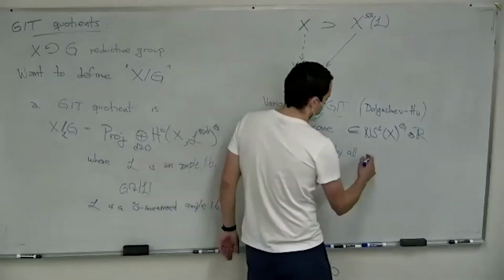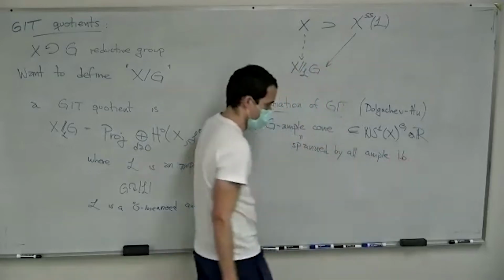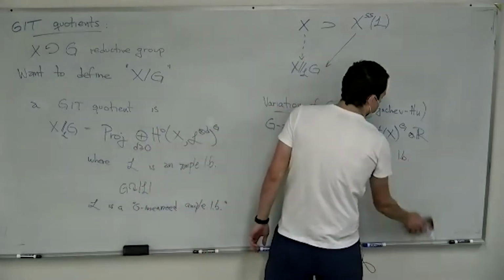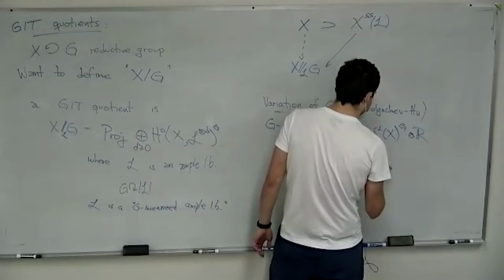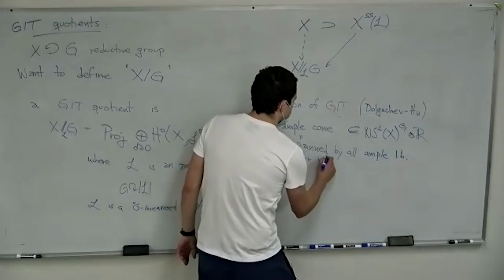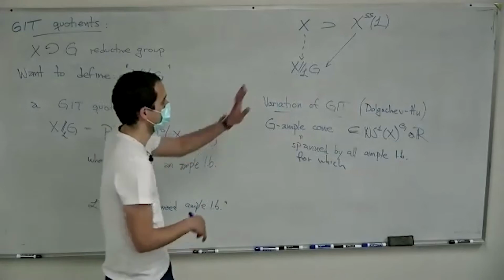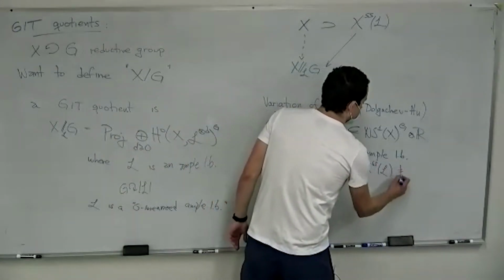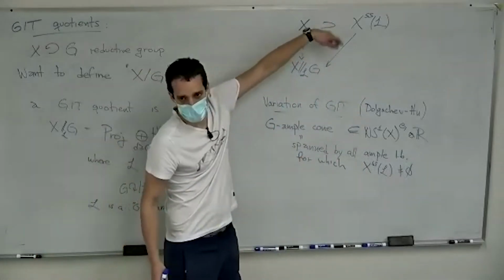Let's say ample line bundles, for which, well, I don't need to say ample. So we'll show it for those for which you can do a GIT quotient, and that amounts to saying that there is at least some non-empty semi-stable locus. So this would be non-empty. This is not empty.